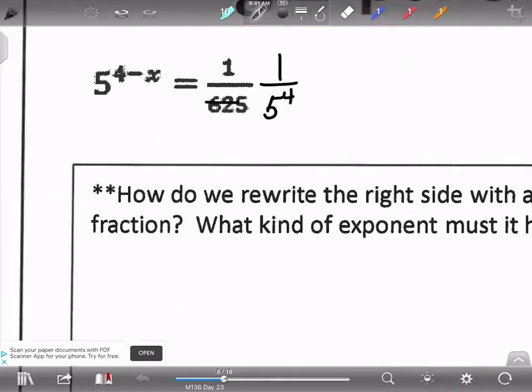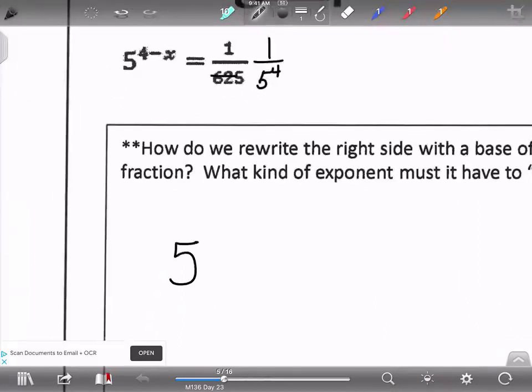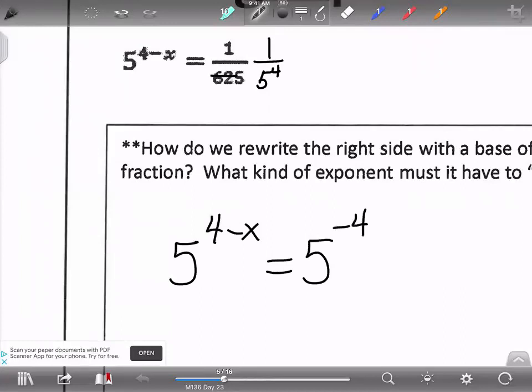In order to get this 5 to the 4th out of the fraction, to move that 5 to the 4th to the top to get rid of the fraction, we need to make the exponent negative. So I actually would leave the left side the same. So 4 minus x is your exponent. And then on the right side, we're going to have 5 to the negative 4th power.